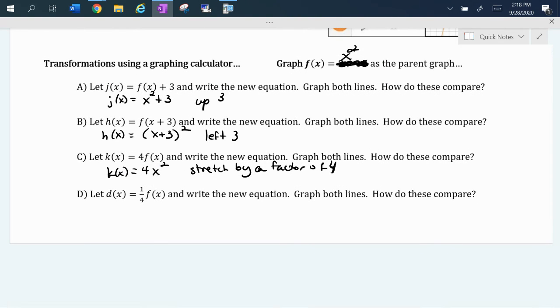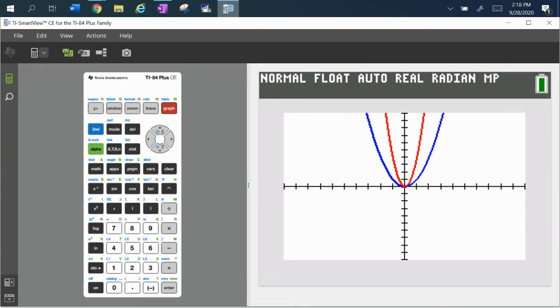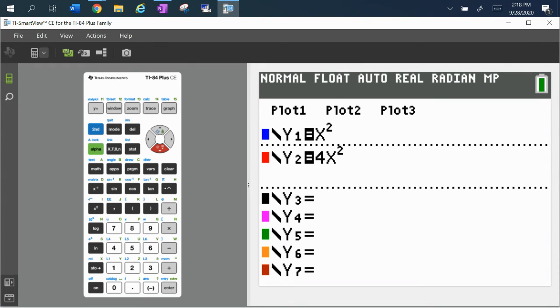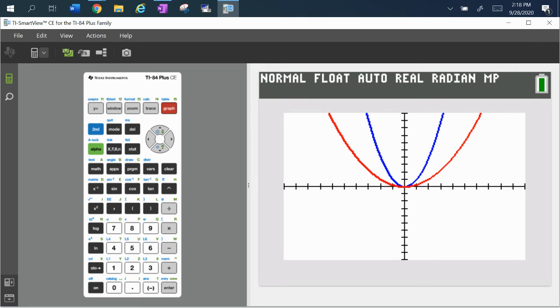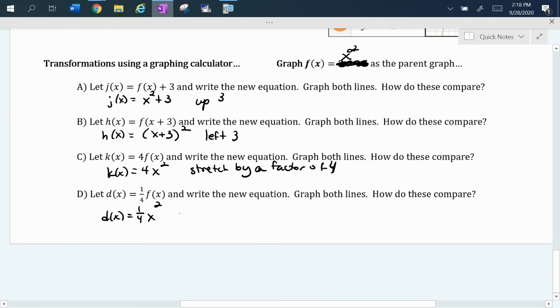And then lastly, d of x will be 1/4 x squared. And I remember that when I multiply a function by a number that's in between 0 and 1, like 1/4, I get a compression. Notice how it's flattened out, very wide. That's called a compression. So we say this graph is compressed by a factor of 1/4.